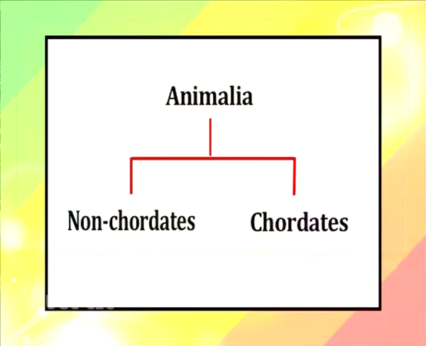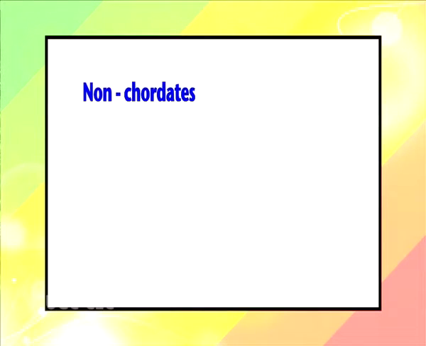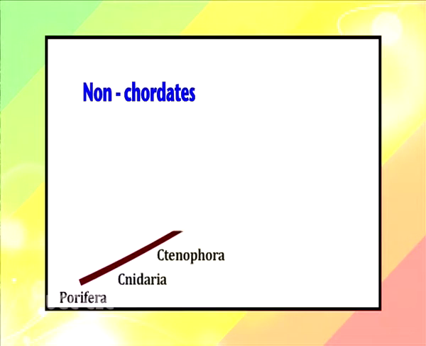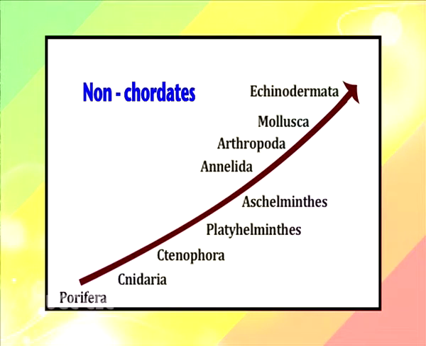There are two major groups of animals, non-chordates and chordates, depending upon the absence or presence of a supporting tissue called notochord. Non-chordates are characterized by the absence of notochord. Non-chordates include a number of phyla. These are Porifera, Cnidaria, Ctenophora, Platyhelminthes, Helminthes, Annelida, Arthropoda, Mollusca and Echinodermata. Now let us see these one by one.